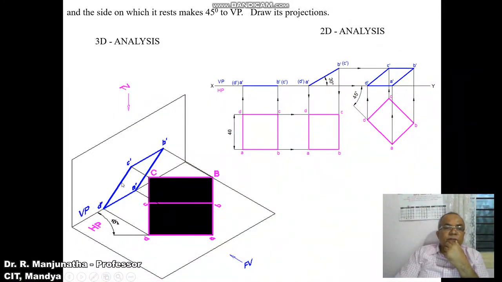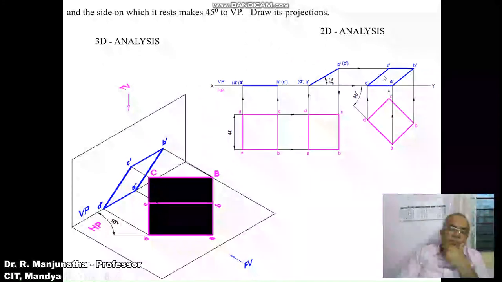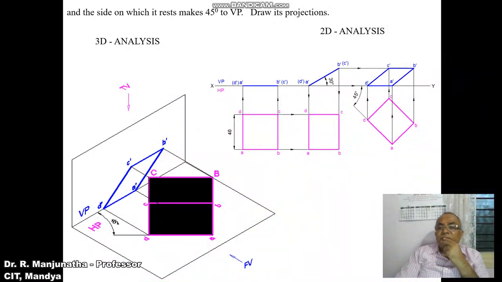This front view in the 3D analysis and this front view in the 2D analysis will both have the same sketch. So how do I know that my problem is right? We can see that one of the sides is resting on HP. The side which is resting on HP makes an angle of 45 degrees with respect to VP, and the surface is inclined at 30 degrees to HP, and it is a square lamina of 40 mm side. So this is how we can analyze this problem both in the 3D analysis and also in the 2D analysis.